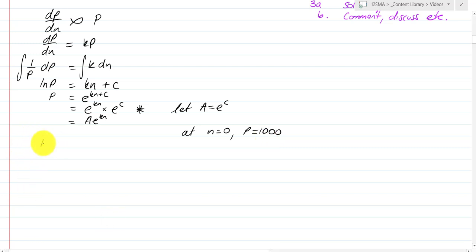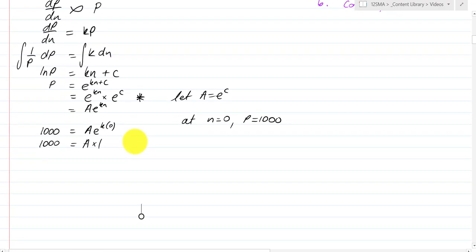So we know at that time, 1000 is equal to A e to the k times 0, and e to the k times 0 is e to the 0, and e to the 0 is 1. So we get A times 1 is equal to 1000. Hence, A equals 1000. In a model like this, A is always our initial population. But only in a model like this. You have to be careful, because if the model changes slightly, or when we get to logistic curves, A is not necessarily our initial population. So just be careful. So P is now equal to 1000 e to the kn.